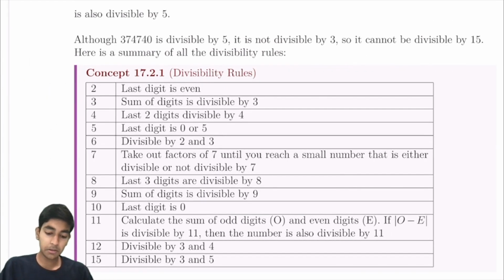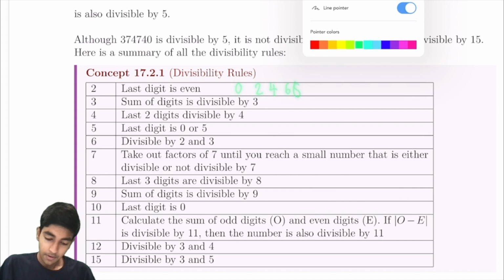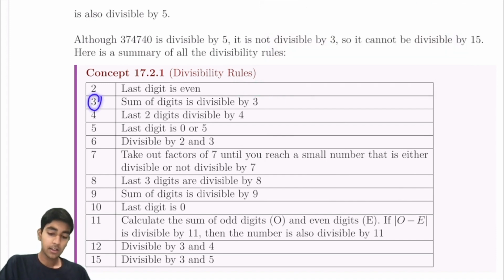For a number to be divisible by 2, the last digit is even, so 0, 2, 4, 6, 8. For a number to be divisible by 3, the sum of digits is divisible by 3. 4, last two digits divisible by 4. 5, last digit is 0 or 5. And 6, it's just divisible by 2 and 3, which you can check over here.